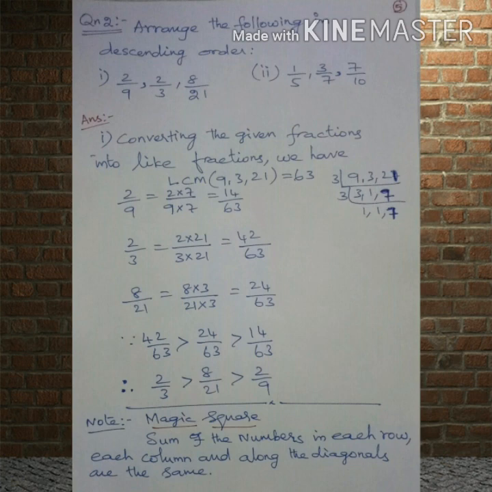Now all three fractions are converted into like fractions. The first fraction is equivalent to 14 by 63. The second fraction is equivalent to 42 by 63. The third fraction is equivalent to 24 by 63.